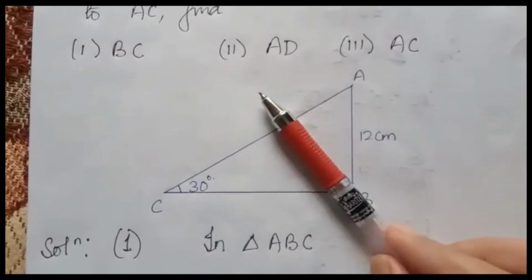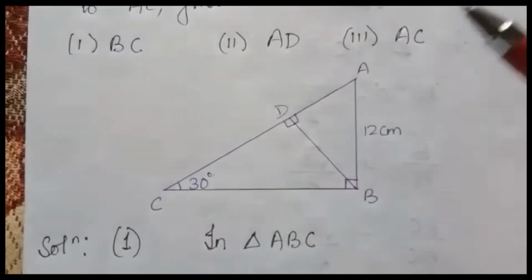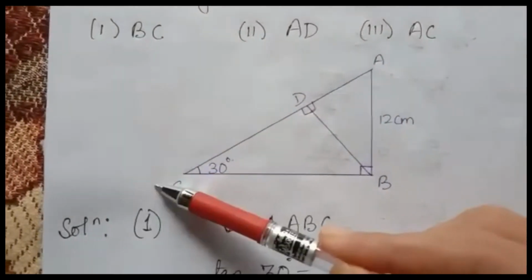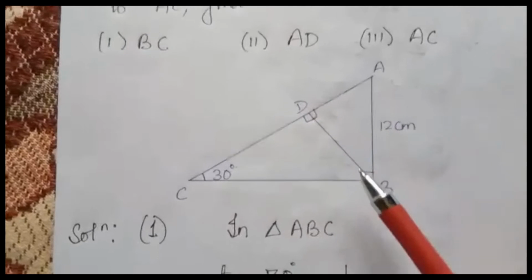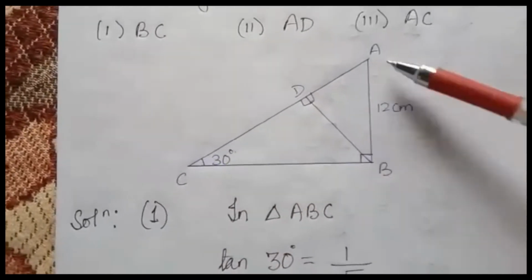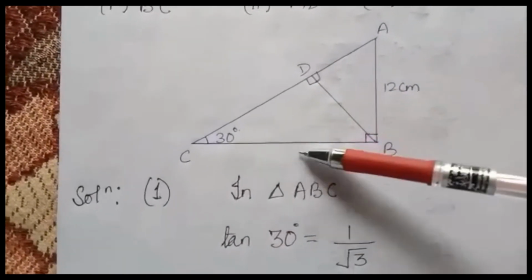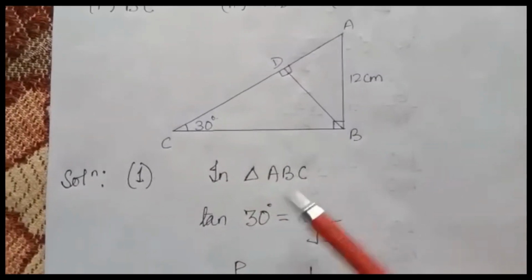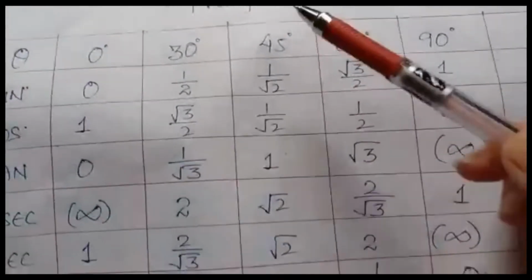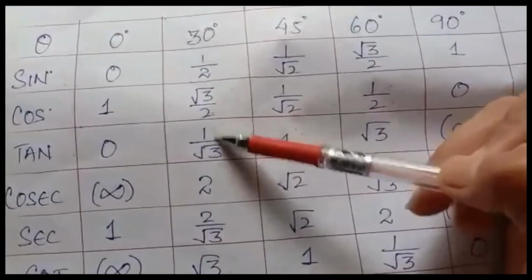Now forget about this line, okay. So this is one right angle triangle ABC whose base is BC, perpendicular is AB. We have to find the base whose perpendicular is given, so we will use tan theta here. So in triangle ABC, tan 30 degree. Now the value of tan 30 degree is 1 by root 3.